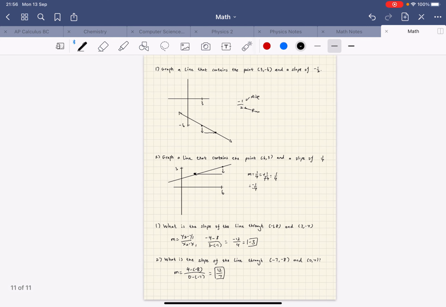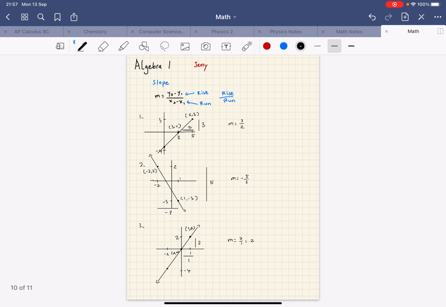And that is all for today. So basically, we've relearned the slope, how to calculate the slope, and how to graph from the slope.